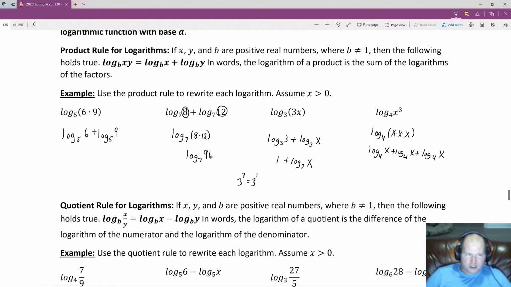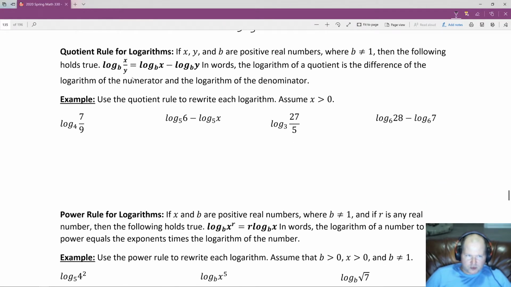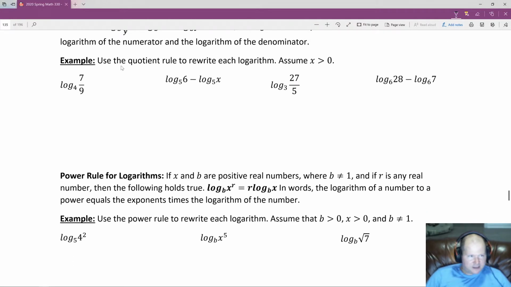Okay, so let's move on to the quotient rule. When we did the product rule, it's the relationship between logs with an argument that's multiplied together turning to addition, or addition turning to multiplication. When we're dealing with the quotient rule, it's going to be division turning to subtraction or subtraction turning to division. And again, these are related to the product exponent rule and the quotient exponent rule. If you noticed that, then you are correct. Okay, so let's dive in and do some examples of this.